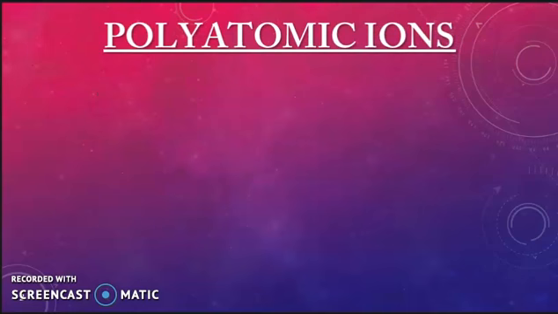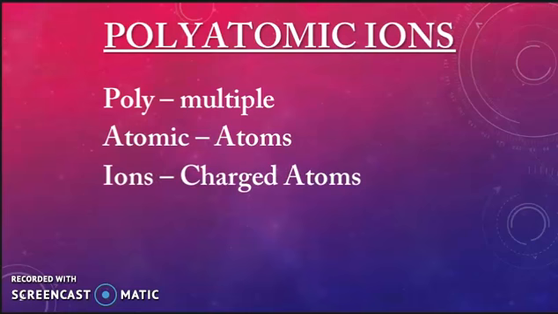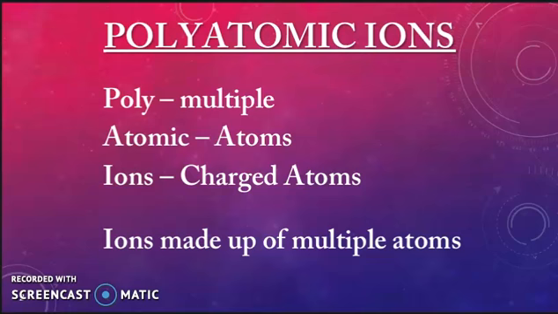Today we're going to talk about 5.20 polyatomic ions. Now, when I say polyatomic, that's a really big word, and I often like to break it down into smaller parts. So let's do that. Poly means many or multiple. Atomic is going to mean atoms, and ions, we know ions as charged particles or charged atoms. So a polyatomic ion is going to be an ion that's made up of multiple atoms.